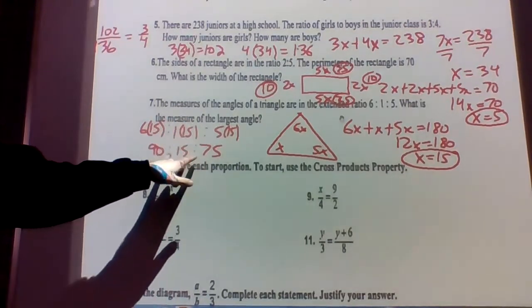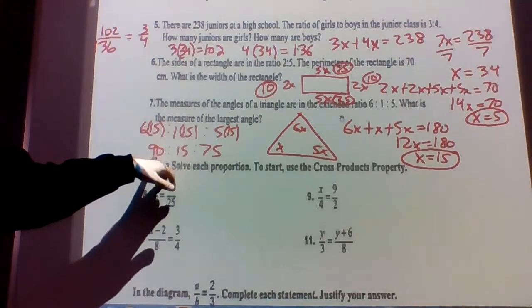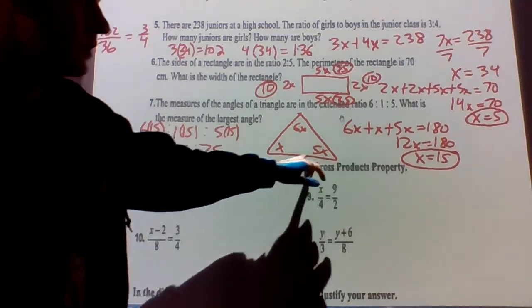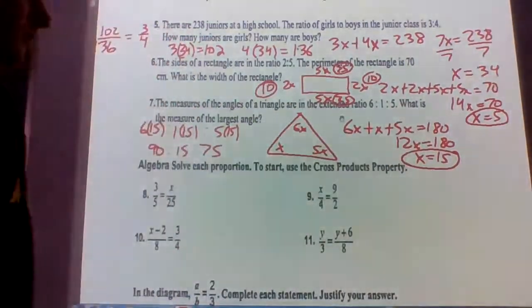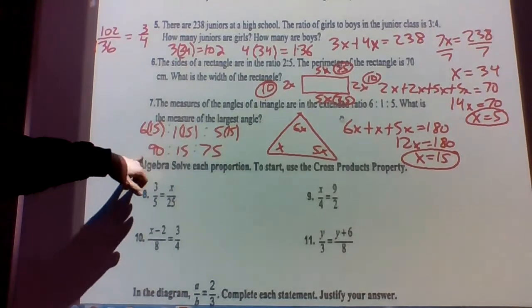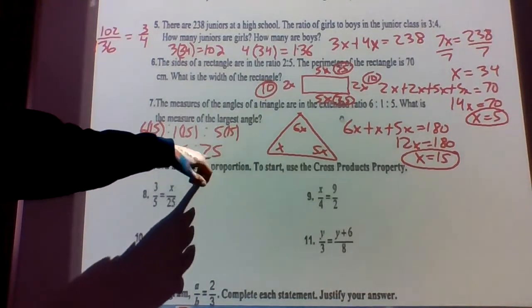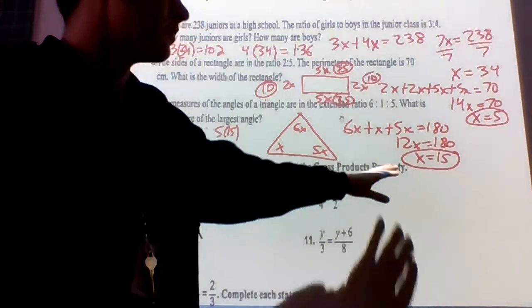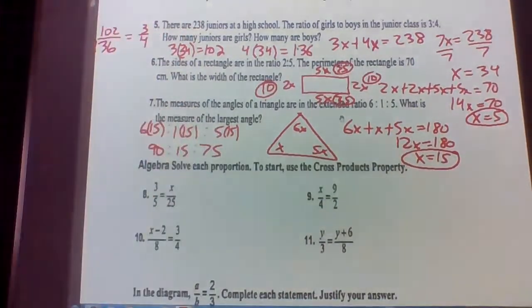That's our first check. The second one is make sure our ratios are good. So 90 to 15 to 75 is the same as 6 to 1 to 5. Right, 90 divided by 6 is 15, 15 divided by 1 is 15, 75 divided by 5 is 15. So the multiple was 15.